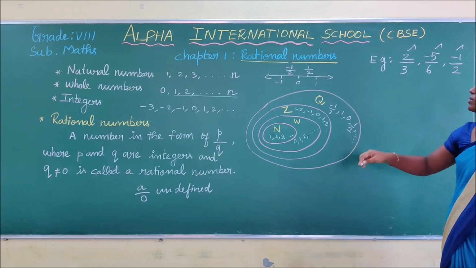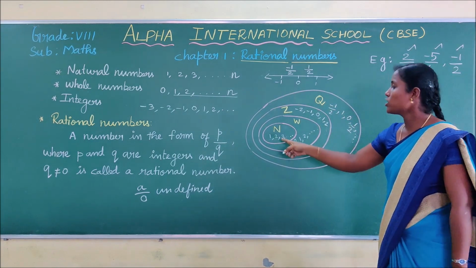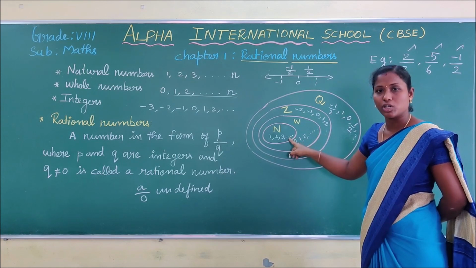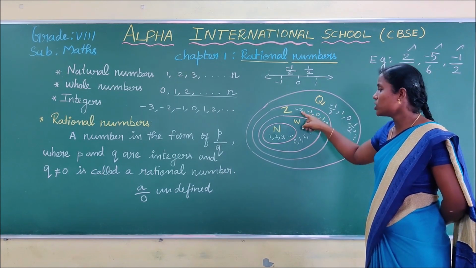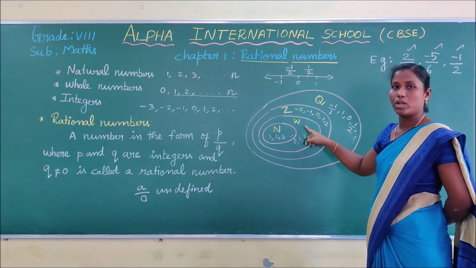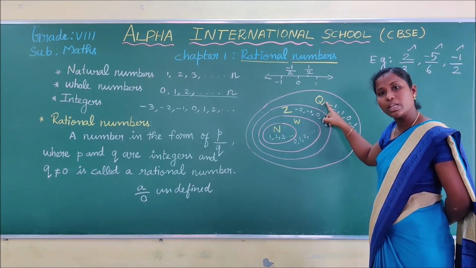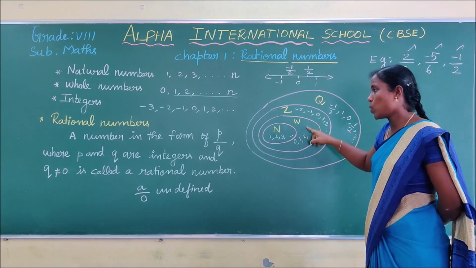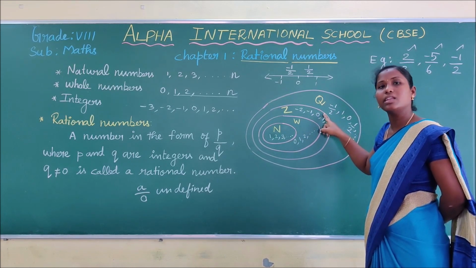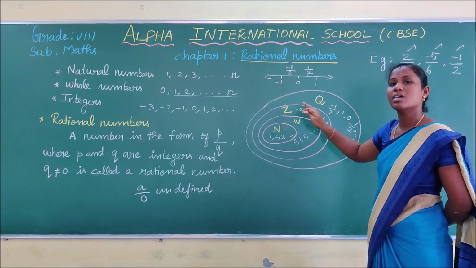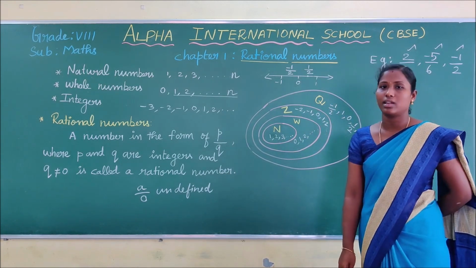Okay. So, listen here. This diagram: natural numbers. Next, whole numbers. Whole numbers include natural numbers. And integers include natural numbers and whole numbers. Here, we are taking the rational numbers. Rational numbers include natural numbers, whole numbers, as well as integers. So, we can collectively say that natural numbers, whole numbers, and integers come under rational numbers.